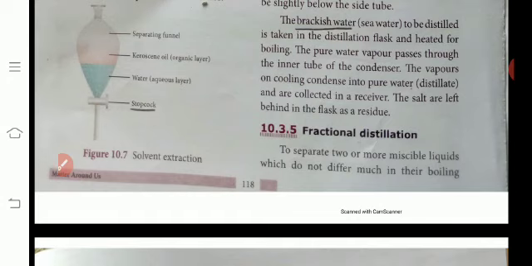fractional distillation method. Listen, it is used to separate two or more miscible liquids. Miscible liquids means they contain many types of compounds in the liquids, which do not differ much in their boiling points. Only the boiling points are used to separate the mixtures. The difference in boiling points is less than 25 Kelvin.